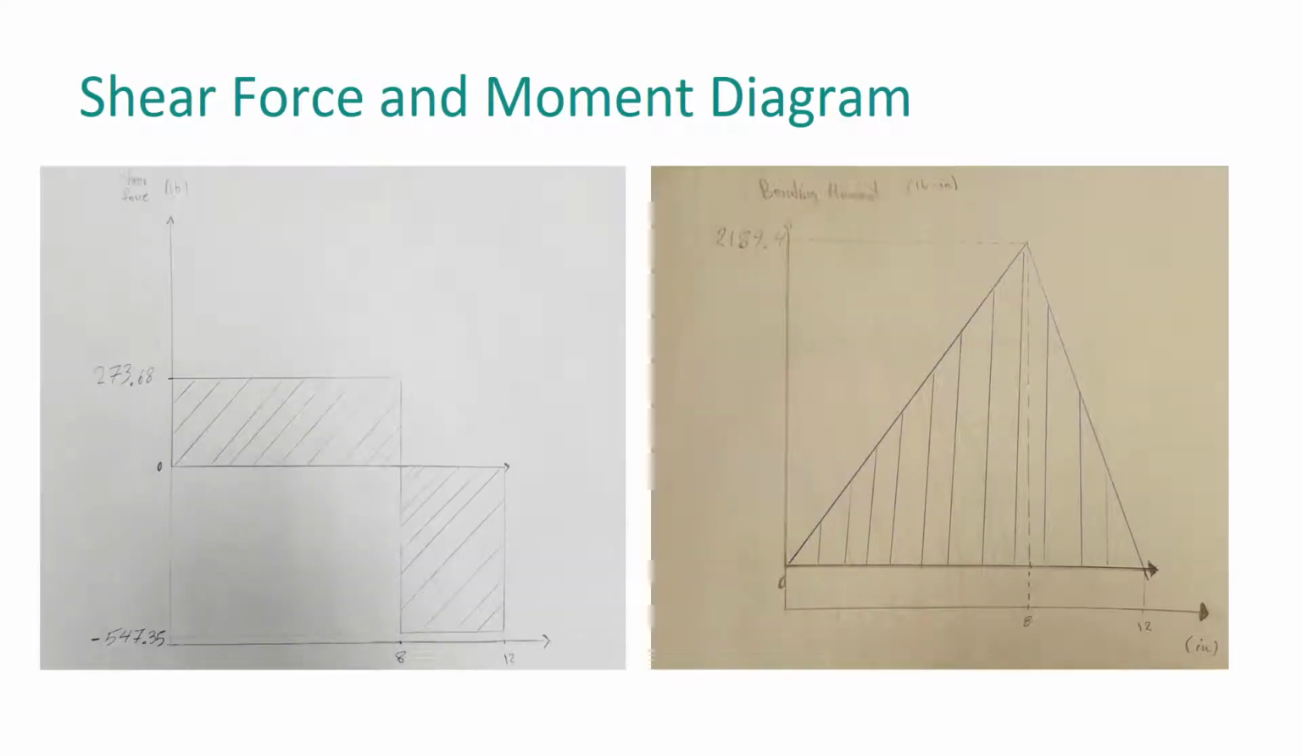Shear force and moment diagrams. On the left, shear force diagram showing a maximum shear of 273.68 and a minimum shear force of 547.35. On the right side, bending moment showing a maximum moment of 2189.4 pounds per inch.